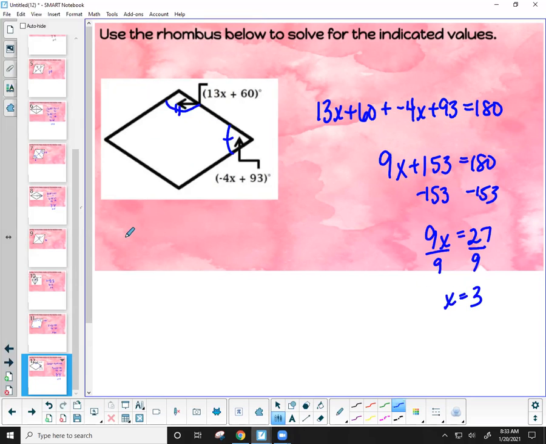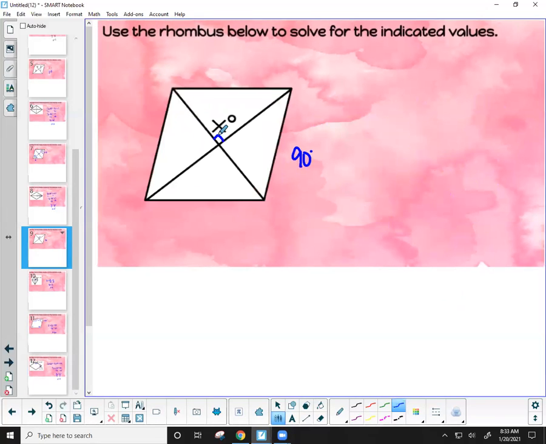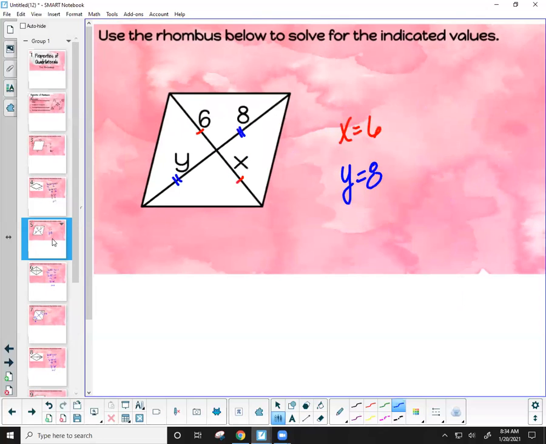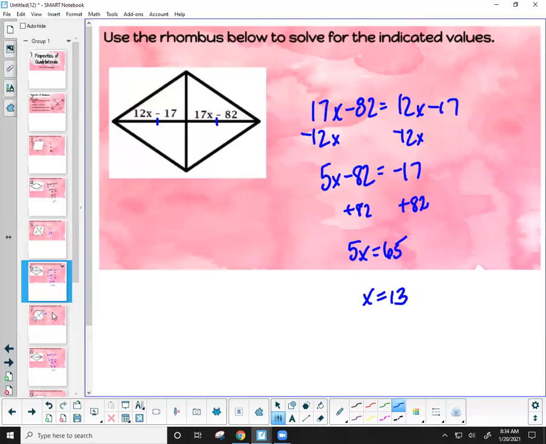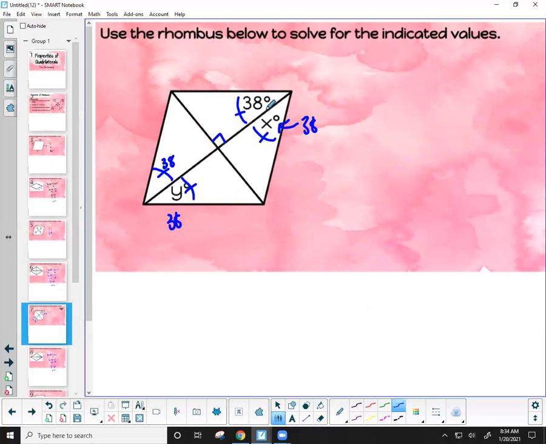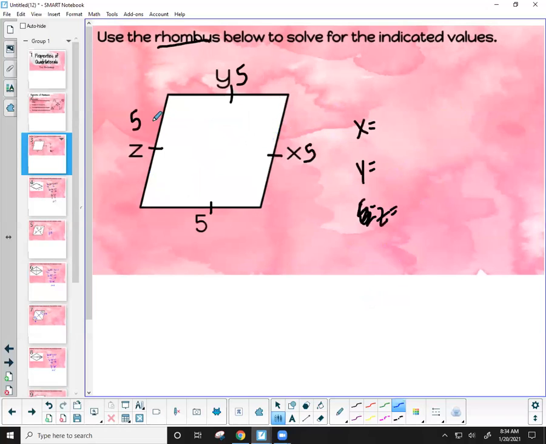All right, so we talked about a lot of different properties there with the rhombus. We have supplementary angles, opposite angles are congruent. We talked about the right angle, the diagonals meet at a right angle. We talked about how the diagonals bisect each other, and how all of those angles are congruent. Wait, I missed one. Here we go. We talked about how the diagonals bisect the angles, and how all sides have to be congruent.